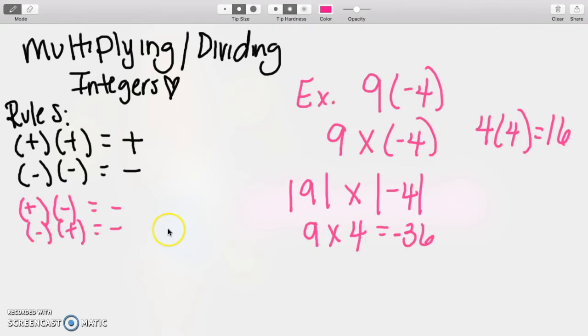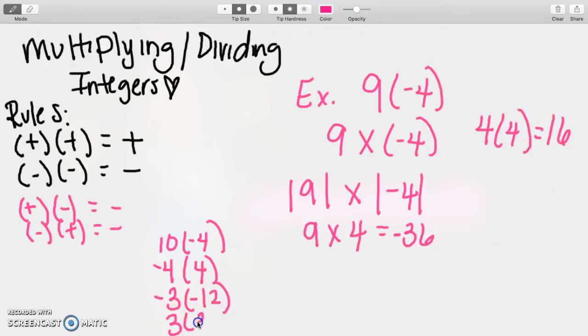Let's look at a couple more examples. If we have 10 times negative 4, negative 4 times 4 maybe, and we have negative 3 times negative 12, and then we just have 3 times 3. I'm just coming up with these problems. Each of these problems follows the rules.